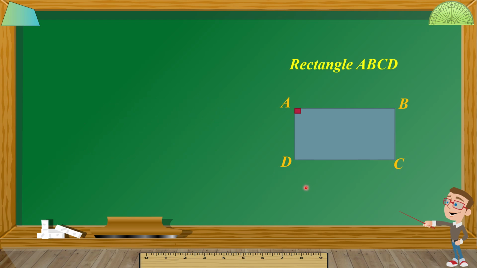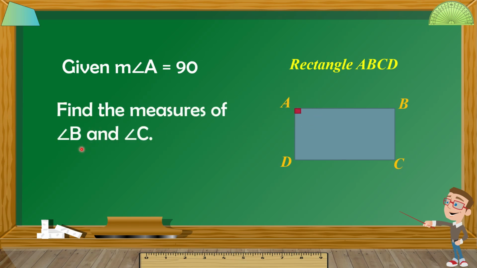So, try natin mag-solve ng problem dito. Given rectangle ABCD, sabi dito, given measure of angle A is equal to 90 degrees. So, itong angle A natin ay 90 degrees. Find the measures of angle B and angle C. Ano yung measure ng angle B at angle C daw? Dito hindi natin nakita na may measure sila, di ba? Pero, by the help of theorem number 1, masasabi natin na itong angle B and angle C ay 90 degrees din. Di ba? Doon sa definition ng theorem number 1, kapag meron isang angle na 90 degrees or right angle, then lahat ng mga angles na yan ay 90 degrees na rin.